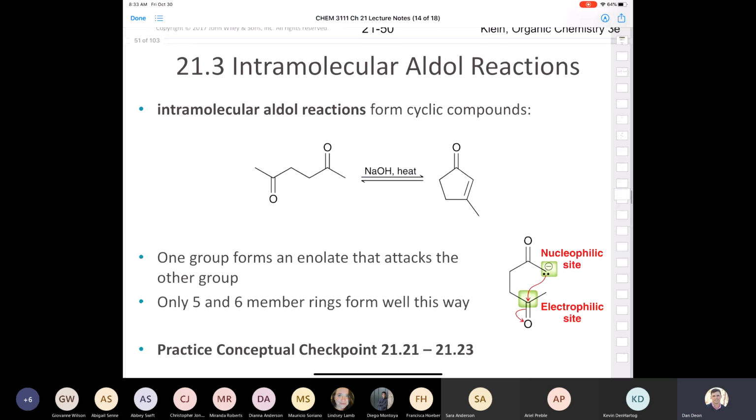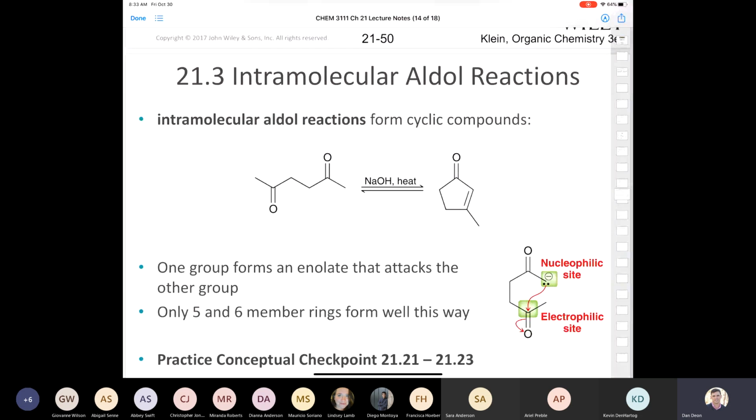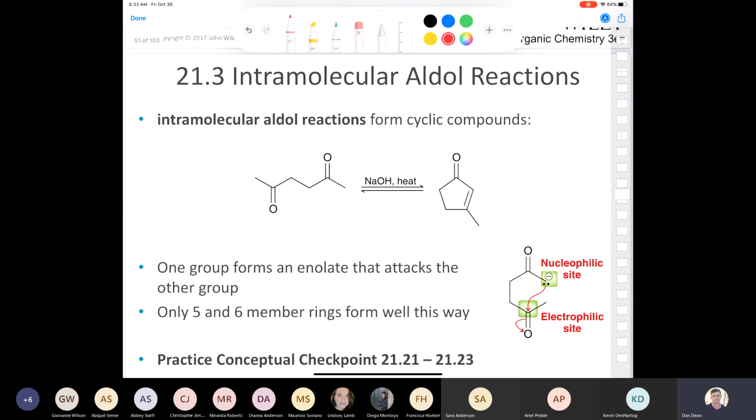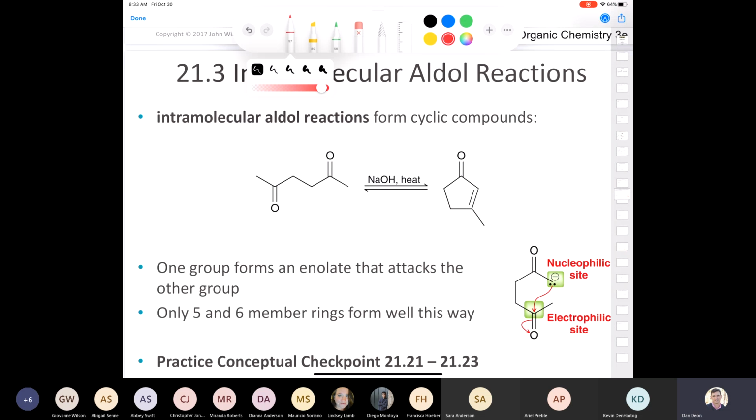Now, what if we have two ketone functionalities in the same molecule? What if I was to treat this molecule that I have here? Let's count the carbons. We have 1, 2, 3, 4. So this is a 1,4 diketone. The molecule is 2,5 hexanedione, but it's a 1,4 dicarbonyl.